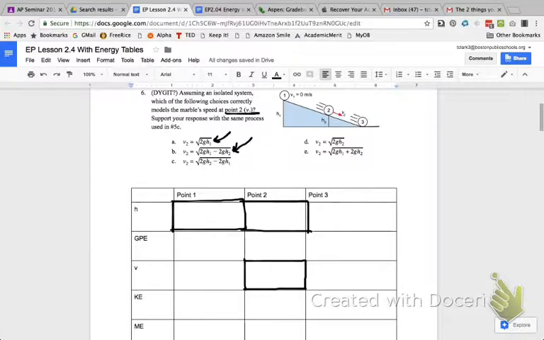Like the work we did today, we're going to go through this problem and fill in the things that are given to us. What's different about this problem is that we're given letters, not numbers. So our height at point 1 is H1 here. Our height at point 2 is H2. I'm going to fill in numbers for point 3, even though it's not super necessary because point 3 isn't really discussed in this problem. But my height at point 3 is 0.